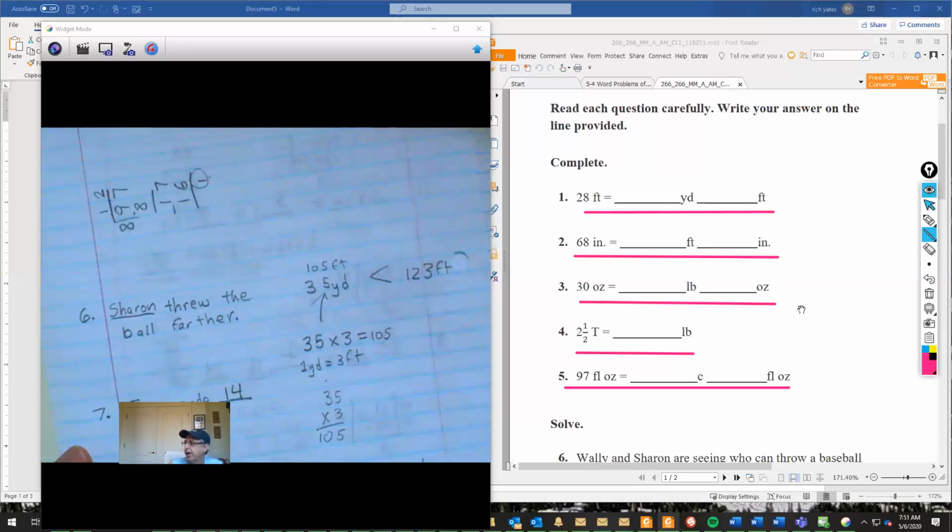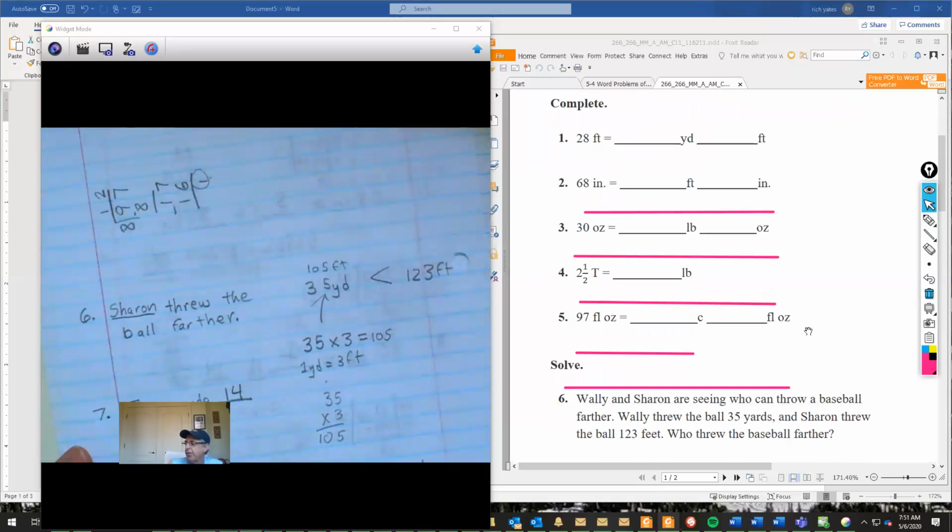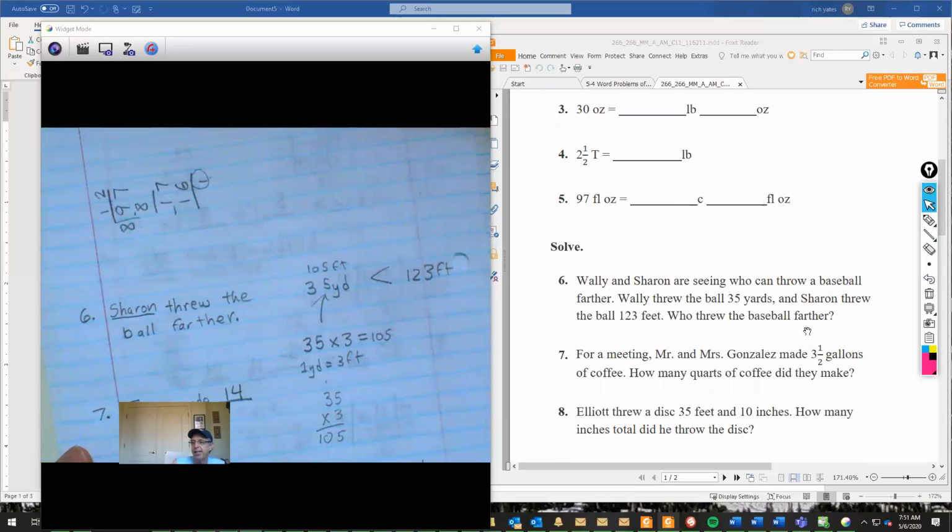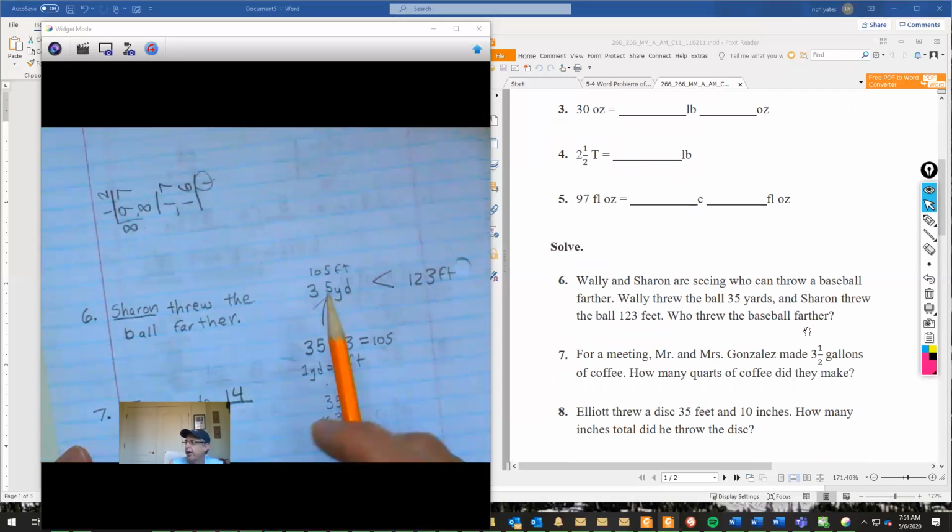A couple of word problems down here. Make sure, boys and girls, that when you're doing word problems you do use answer sentences. Sharon and Wally are seeing who can throw a baseball farther. Wally threw the ball 35 yards and Sharon threw the ball 123 feet. Who threw the baseball farther? On this one, the answer is Sharon threw the ball farther, making sure that you have an answer sentence.